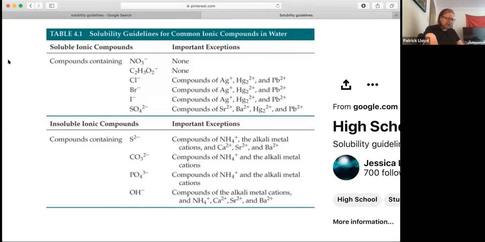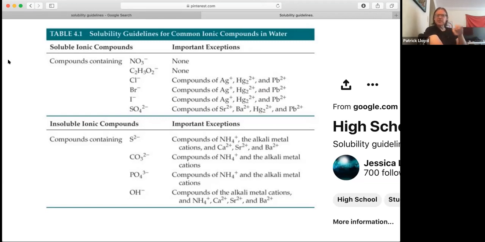Now, the second group are the ones that are generally insoluble. These ones will precipitate out. They don't dissolve into water, right? So if you have sulfide, S2 minus, sulfides are famous for being insoluble. They don't dissolve in water very well. However, there's some exceptions to them. And the exception is if you've got ammonium, NH4 plus, the alkali metal cations.